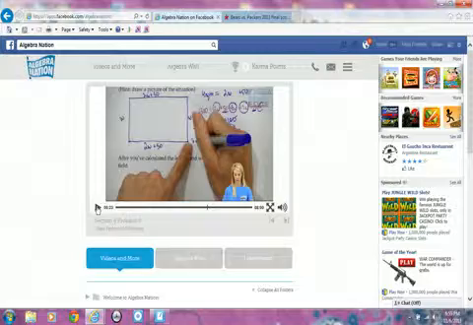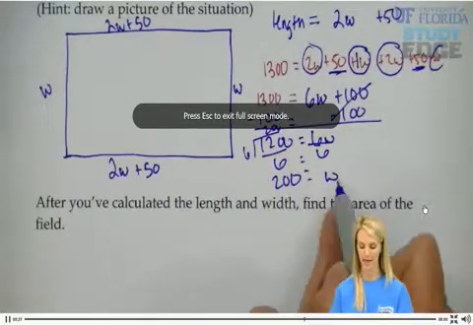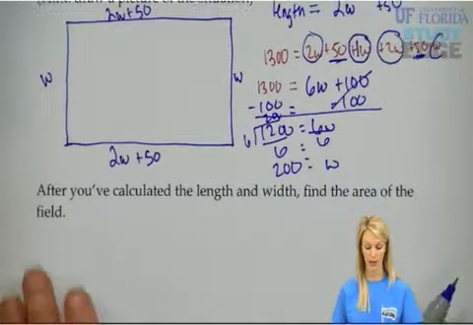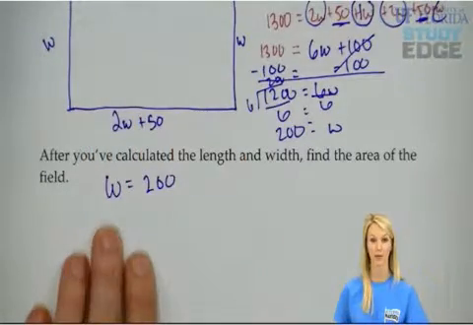Focus. Back to work. 6 into 1200, 200. Quick math. We get W is equal to 200. So now we know what our width is. Okay. So W is equal to 200. What's the length?